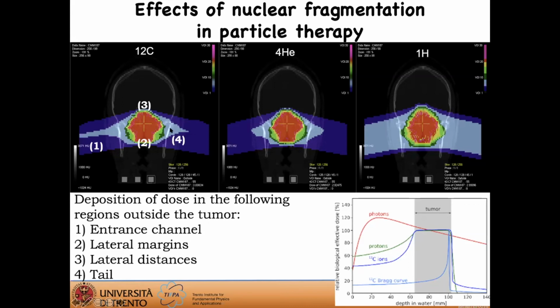processes and different fragmentation products when carbon ions interact with matter compared to helium, compared to protons. Carbon has 12 nucleons, helium has only 4, hydrogen cannot really fragment, it is only going to fragment the target. So therefore, nuclear fragmentation does have an effect, which has to be taken into account in the treatment planning.